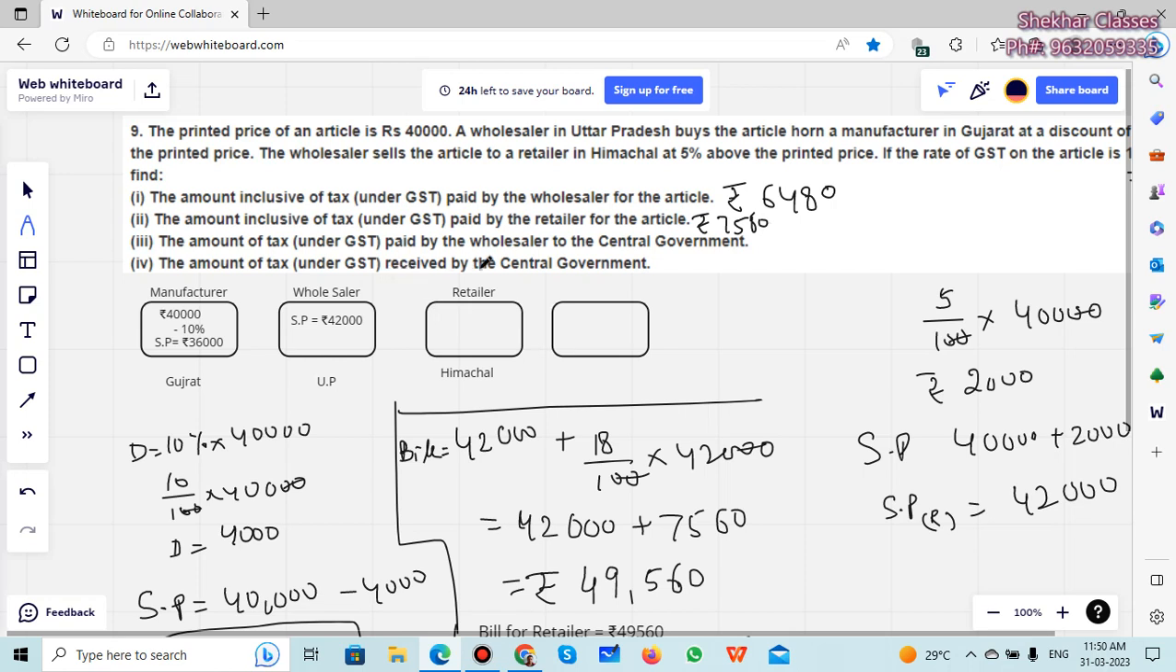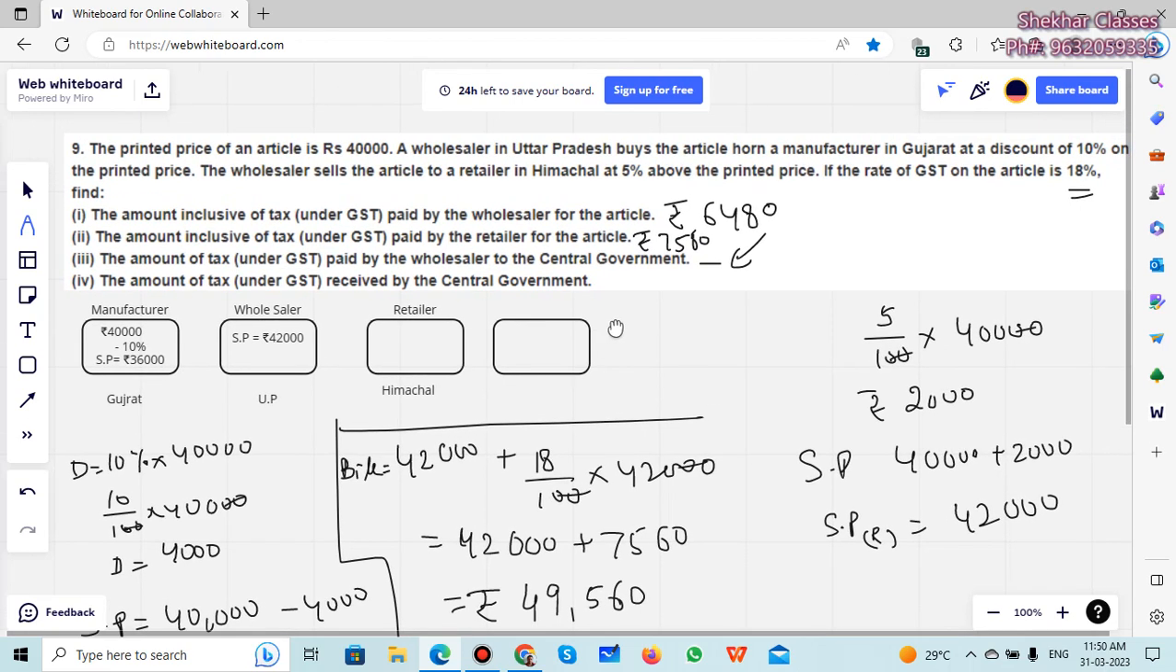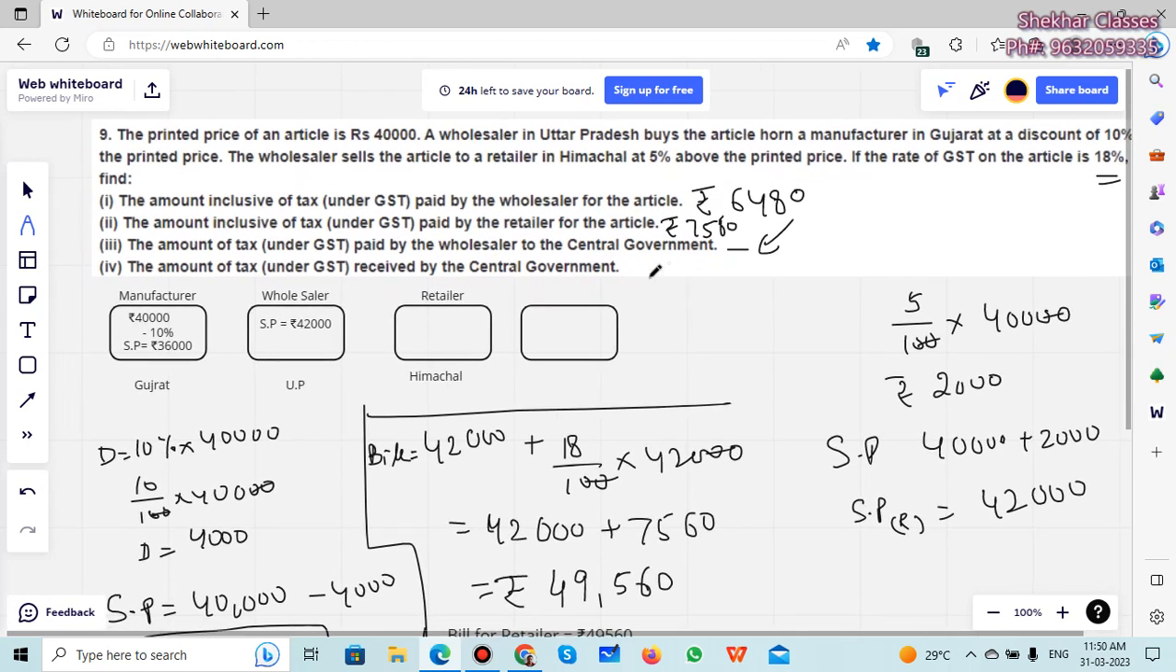Now the amount paid by the wholesaler to the central government, same amount. Whatever we have done here. Amount of GST received by the central government. Now that will be different. The amount of money received by the central government so far, because it has not gone to the consumer yet, will be 7,560 rupees.